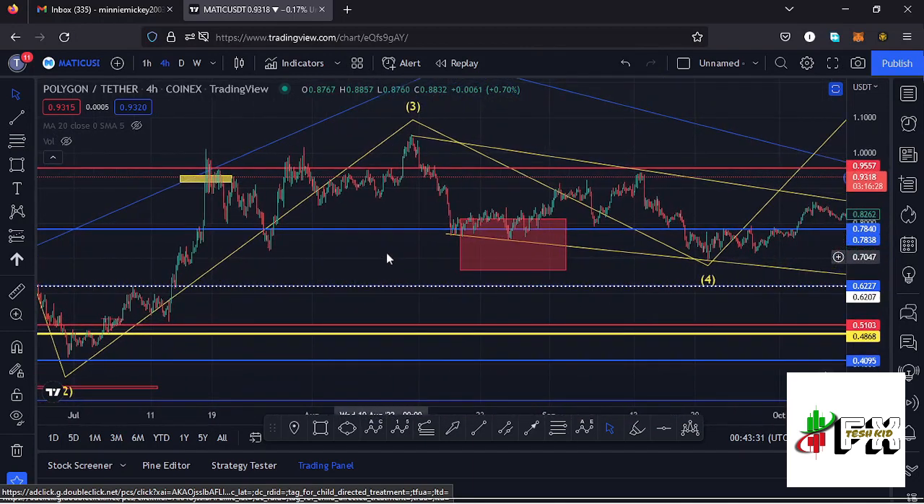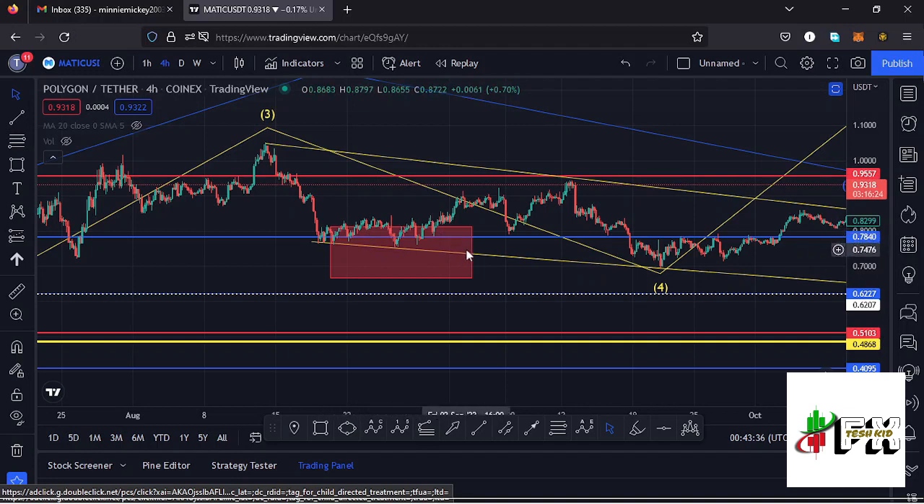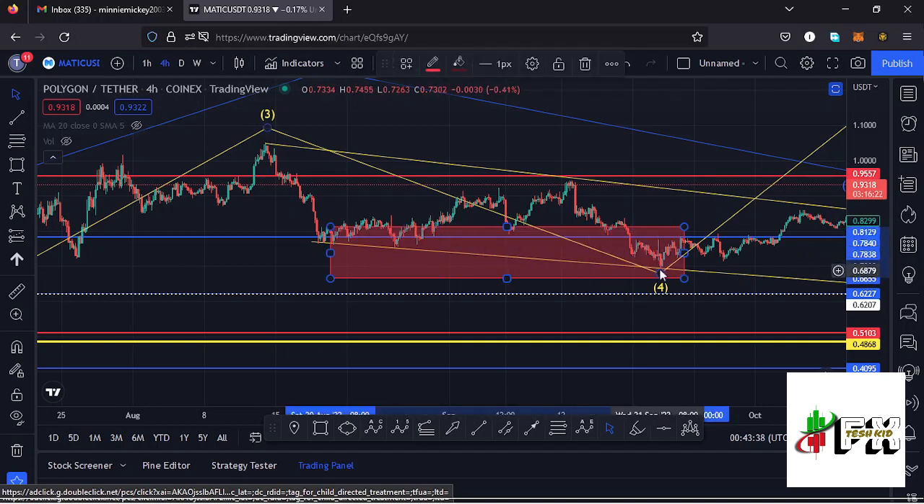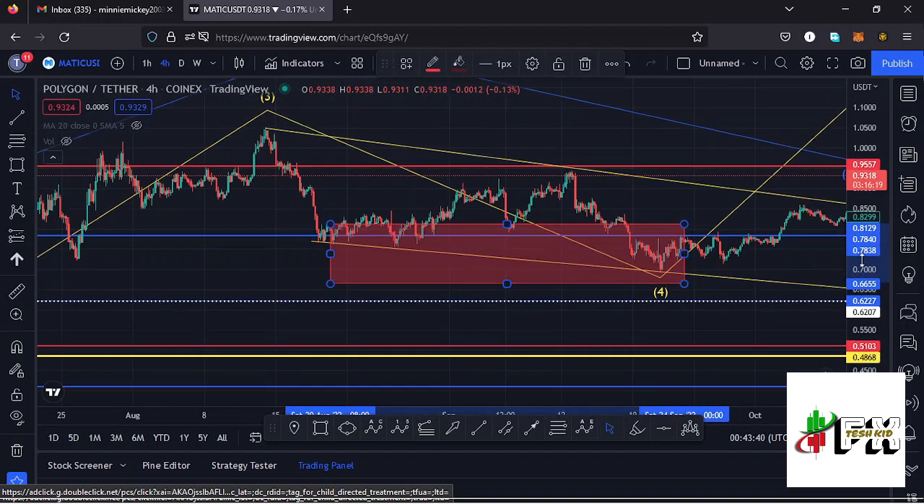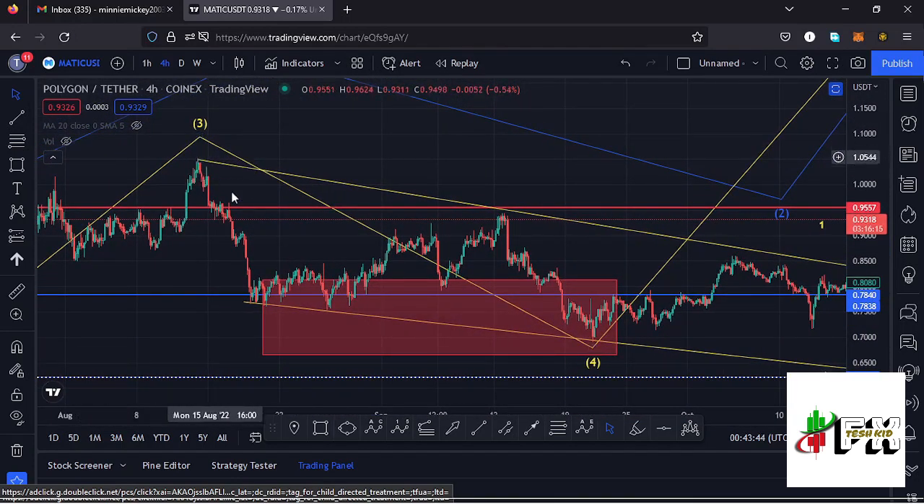Then you can see that Polygon Matic in the formation of a fourth wave right here retraced into this target area, and we made our low at around the $0.69 mark. And because the fourth wave is a corrective wave, I also expected to see an ABC corrective movement play out over here, and we are seeing such a structure, having this as the first wave to the lower side.